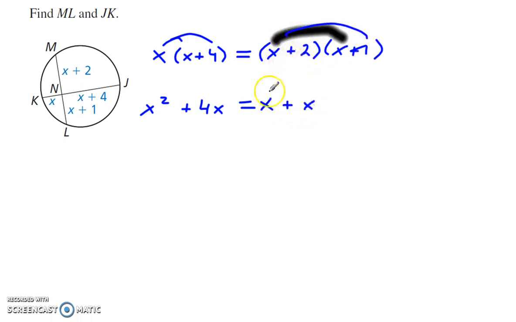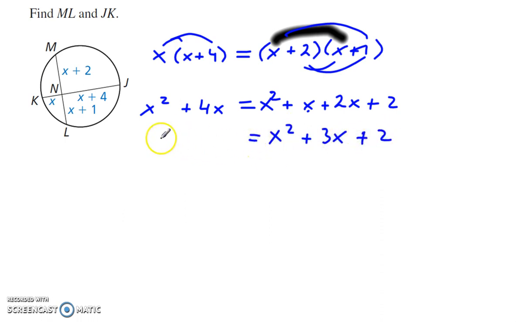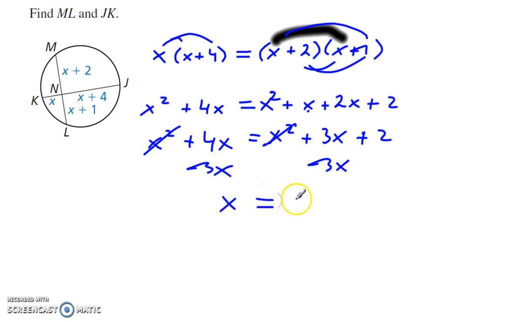Then 2 times x gives me 2x, and 2 times 1 gives me 2. Here we have 3x, so that's x squared plus 3x plus 2. Over here we have x squared plus 4x. Now I can subtract x squared from each side, cancel those out, subtract 3x from each side, and then x is equal to 2.